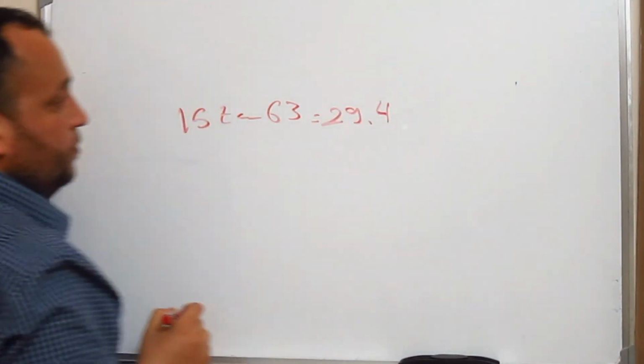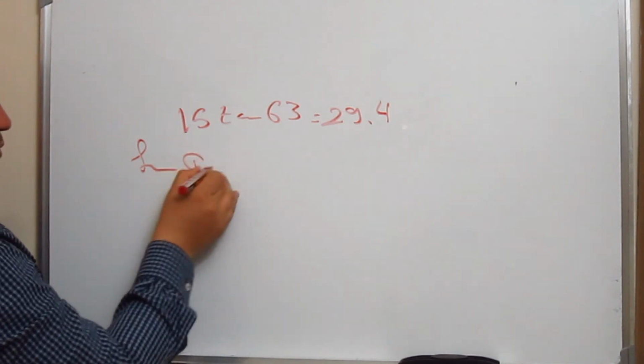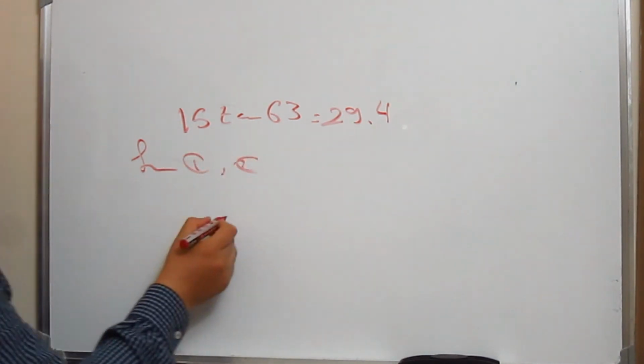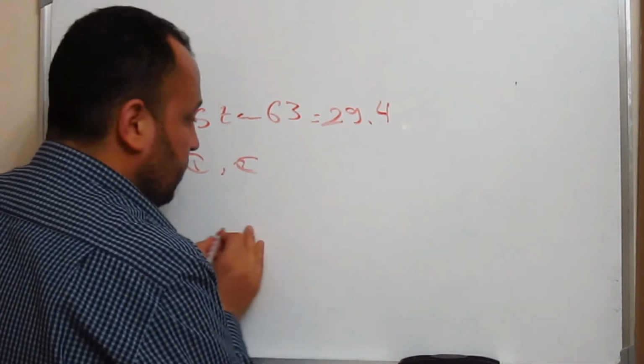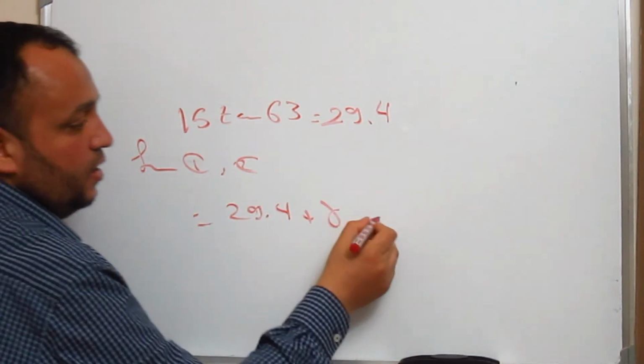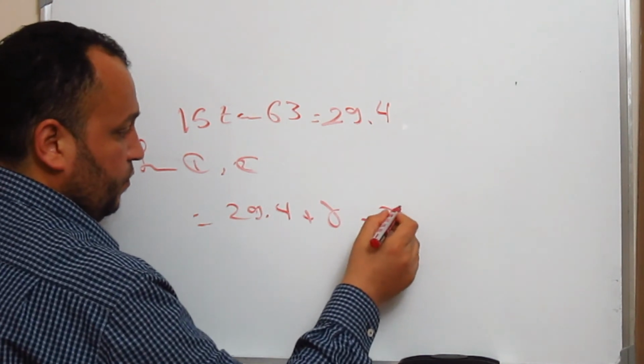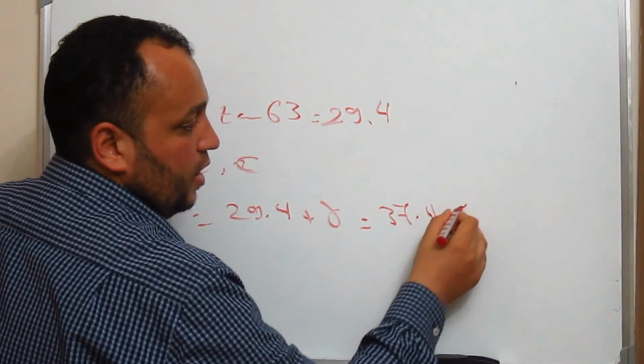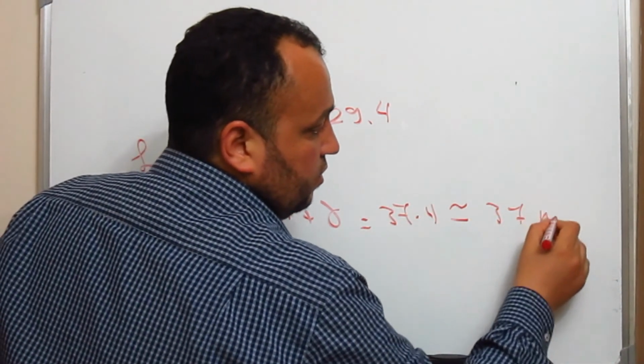29.4. Okay, from 1 and 2, my height will equal 29.4 plus the 8, which equals 37.4, approximately equals 37 meters.